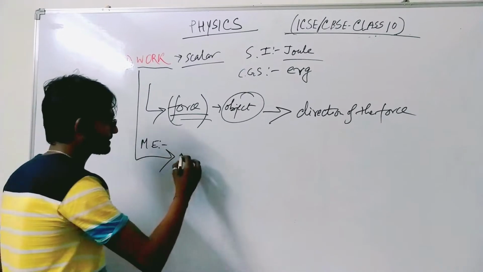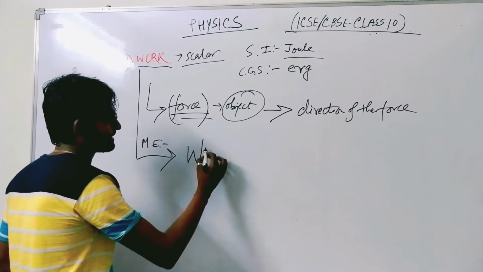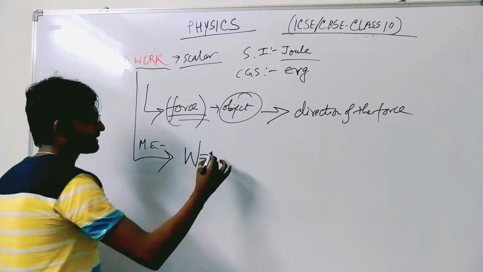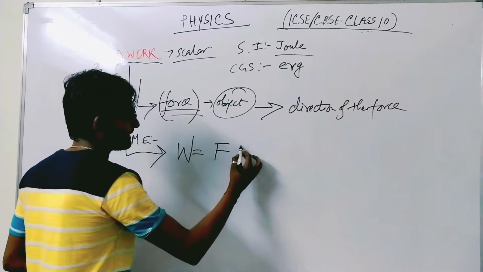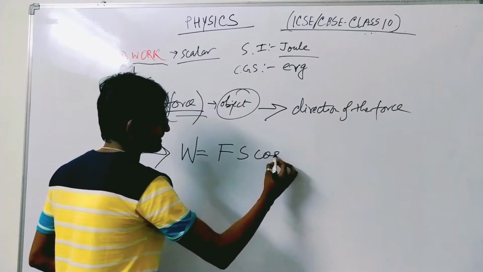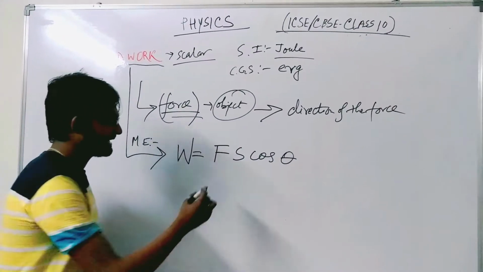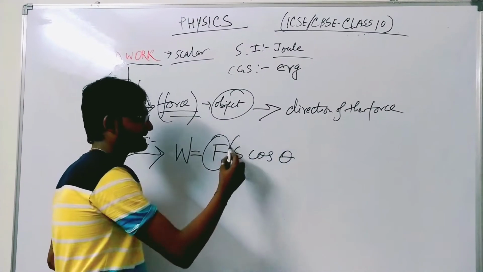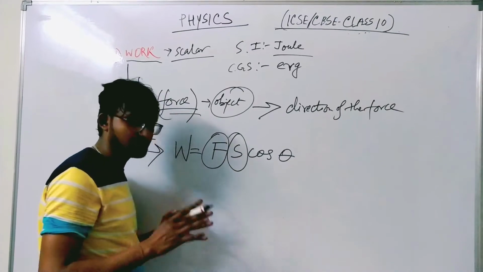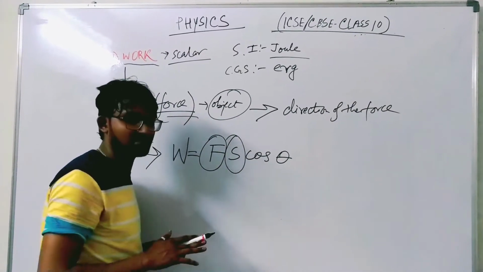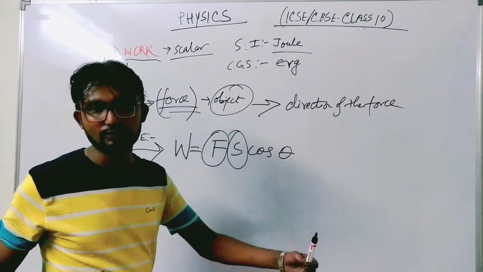Okay. So what is work? If I say work is W, W is equal to F S cos theta. So what is this? F S cos theta. F is the force applied. S is the displacement, how much the object has been moved.